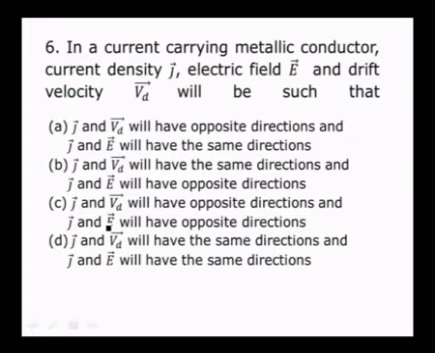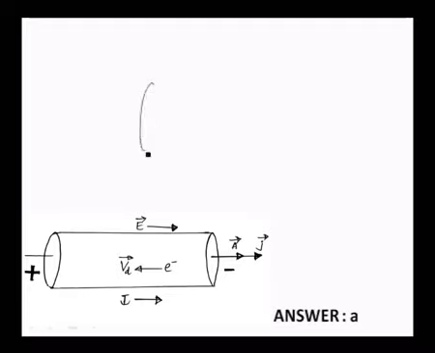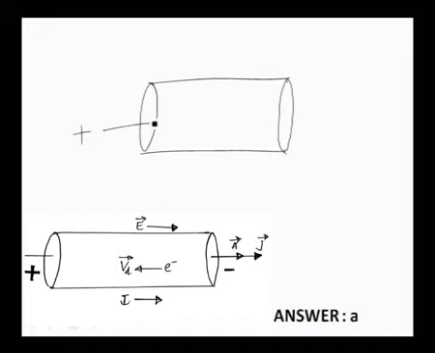So the answer for this: if you draw the conductor like this, here I am going to apply the potential, this is the higher potential and this is the lower potential. It consists of free electrons. When we apply the potential difference, the electric field is developed in the direction opposite to the motion of the electron, in this direction. These electrons move with the velocity Vd like this.